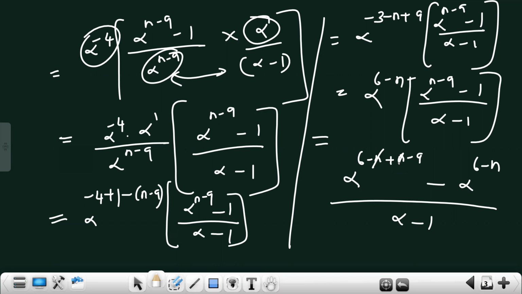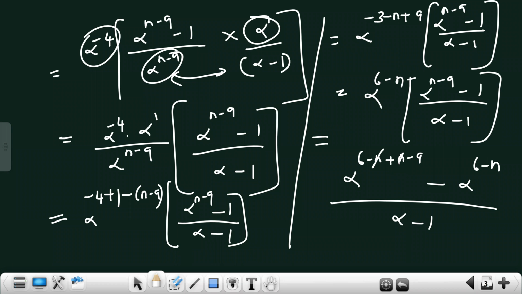Any mistakes? Minus 4 plus 1 minus of n minus 9. So it will become minus 3 minus n plus 9. That is 6 minus n. Correct, no? Anybody got the same answer? Have you done your homework?